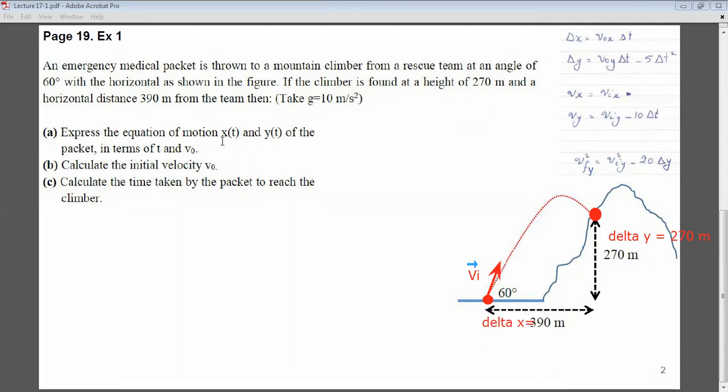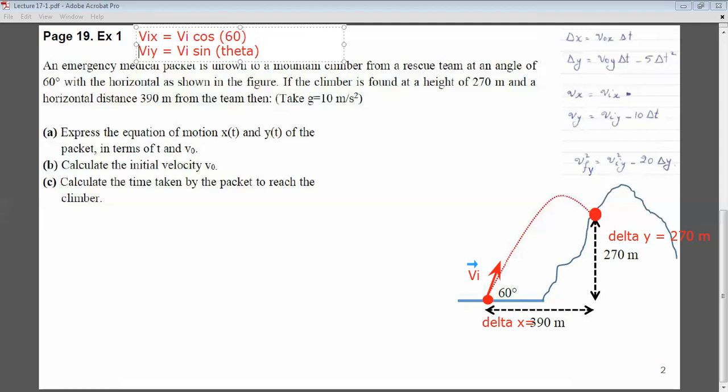Okay. Express the equation of motion x of t and y of t in terms of t and v initial. In all projectile motion exercises, the very first thing you do, even before it asks you to do anything, is you calculate v initial x and v initial y. Okay. And this you do with the formulas that you've memorized already. I hope you have memorized them by now. V initial x is V initial cosine of angle theta, and V initial y is V initial sine of angle theta. Okay, theta is equal to 60.